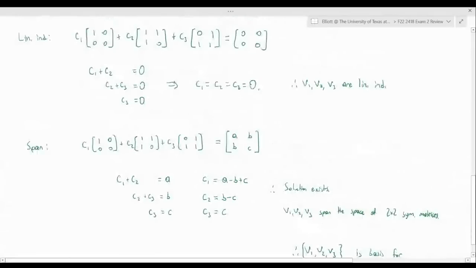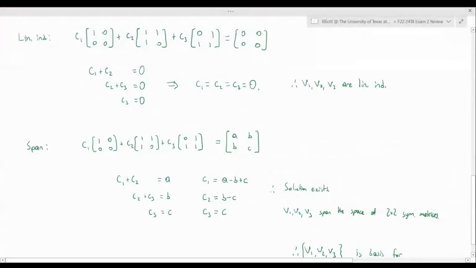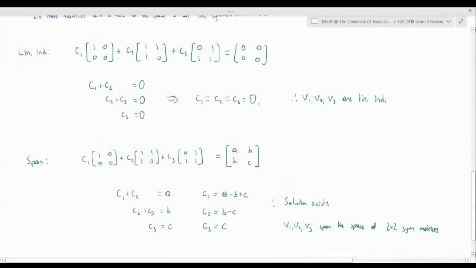And then let me just make some general comments about things you should be looking out for when you're checking if a set of objects is linearly independent or spanning your space. So just real quick, when you're checking for linear independence, if you have something that's more complicated than this, you may need to set up an augmented matrix and do elimination to actually solve the system of equations.